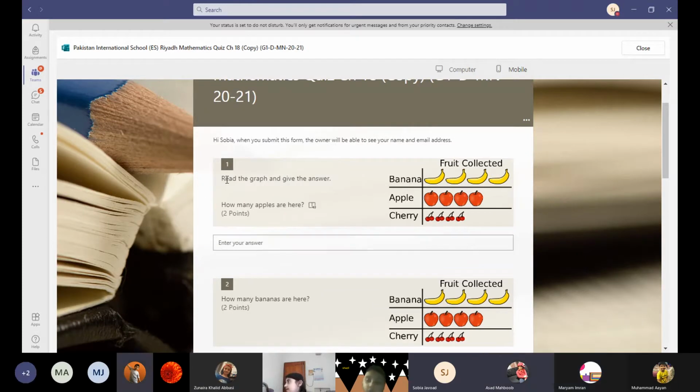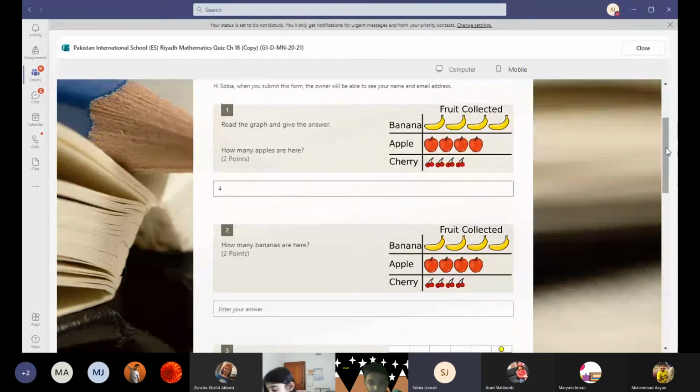This is question number one. Read the graph and give the answer. How many apples are here? Look at apple. 1, 2, 3, 4. Just type your answer, number 4. Okay. How many bananas are here? Type your answer. 1, 2, 3, 4. Okay. Type your answer, number 4.